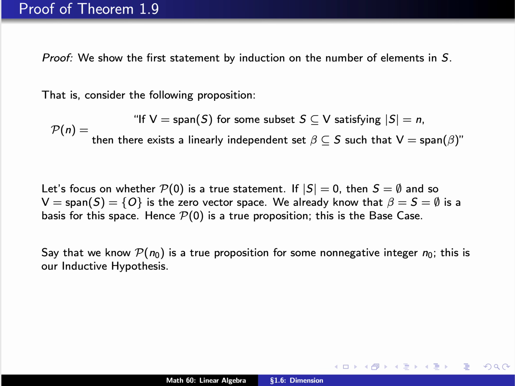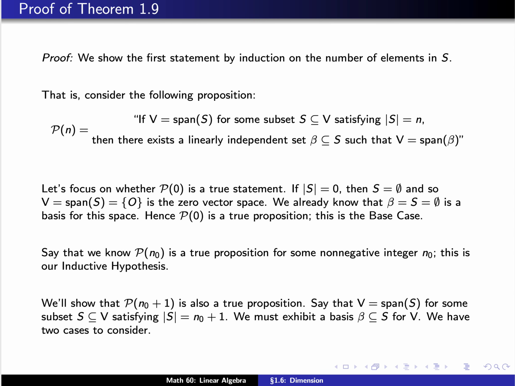Let's assume that proposition P of n0 is true for some non-negative integer n0. This will be our inductive hypothesis. We now want to consider the next case, namely n0 plus 1. So to this effect, let's say that V is a vector space spanned by a subset S that contains exactly n0 plus 1 elements. We're going to exhibit a basis beta contained in S. This means that we're going to consider two cases.